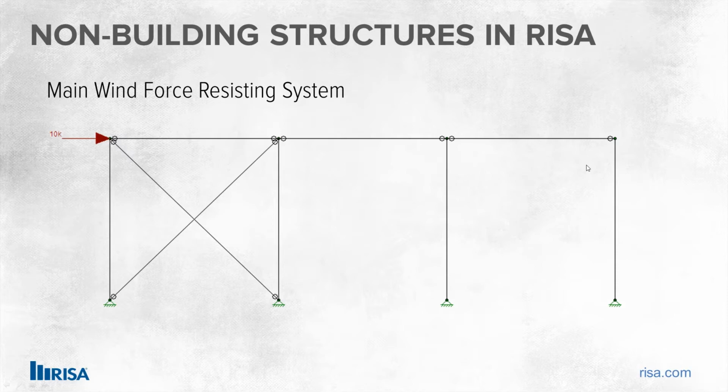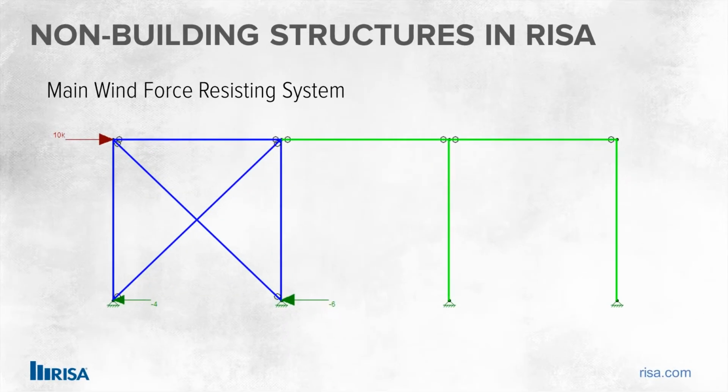And one of the ways that we can determine that, aside from visually guessing it, is to take a look at things like the reactions. So we want to follow the load path. Load path is the critical thing to understand whenever looking at things like main wind force resisting system and trying to figure out what's part of it. So what we can see right here is when I apply this load, all of the elements I highlighted in blue here are part of that main wind force resisting system.